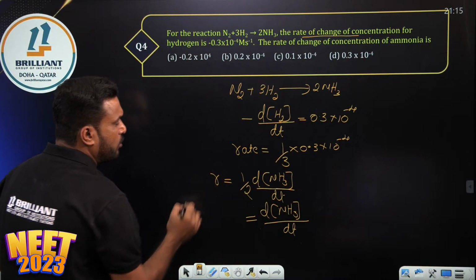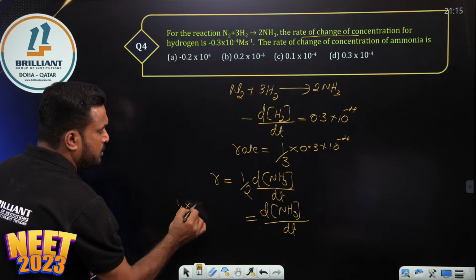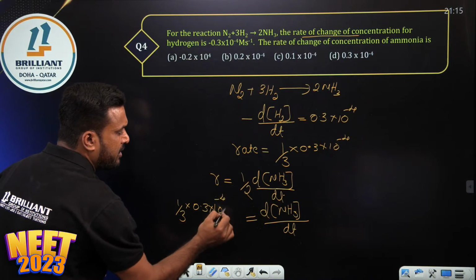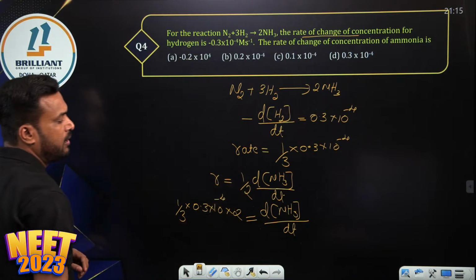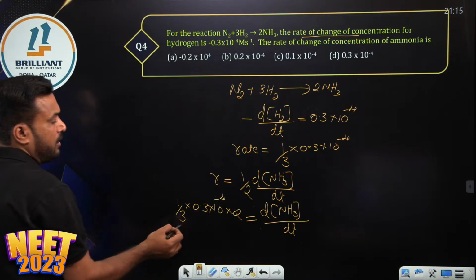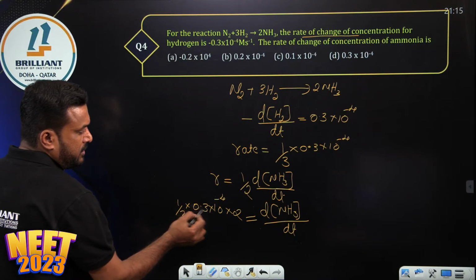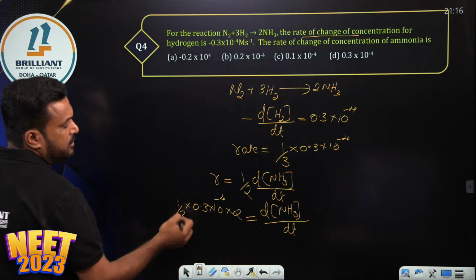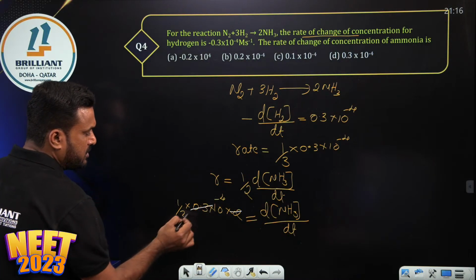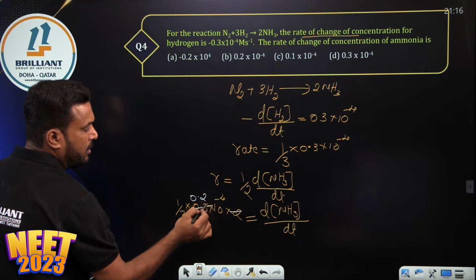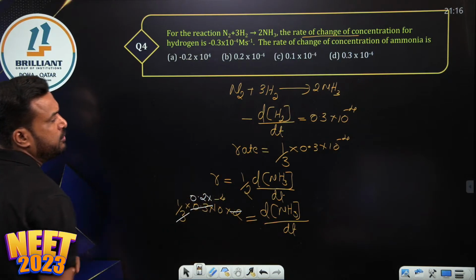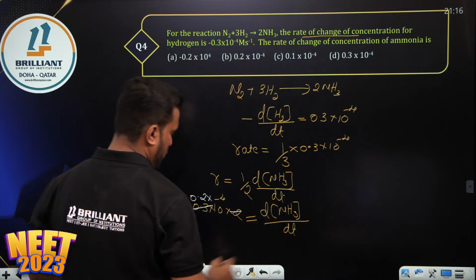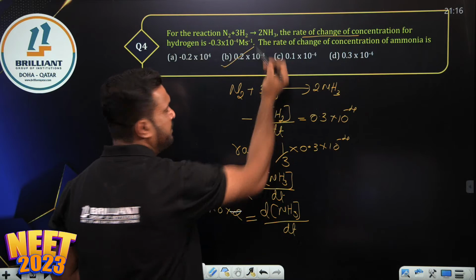So instead of rate, I can write 1 by 3 into 0.3 into 10 power minus 4. Again this 2 will come to the right hand side as into 2. So here it will be 0.3 into 2, which is 0.6, divided by 3, so 0.6 divided by 3 will be 0.2. Now it is 0.2 into 10 power minus 4. So the right answer is option B.